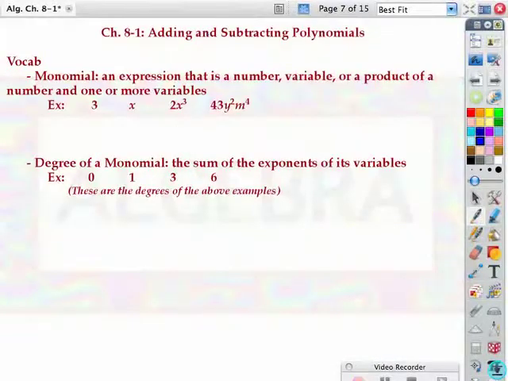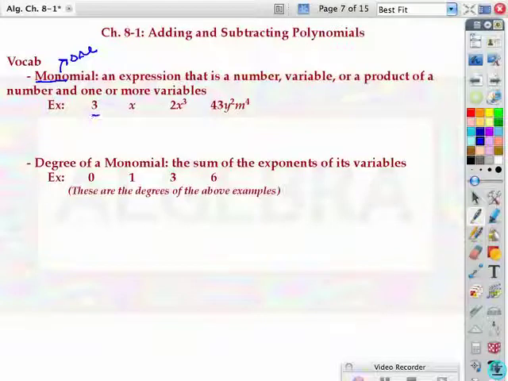Now we're getting into Chapter 8. We're continuing with exponents, and now we're just applying them in a different manner. So we're starting with adding and subtracting these things called polynomials. Okay, now if we look at our first vocab word, a monomial. Now you all know that mono means 1. If you don't know that, then you do now. So 1, an expression that is a number, variable, or product of a number and variable.